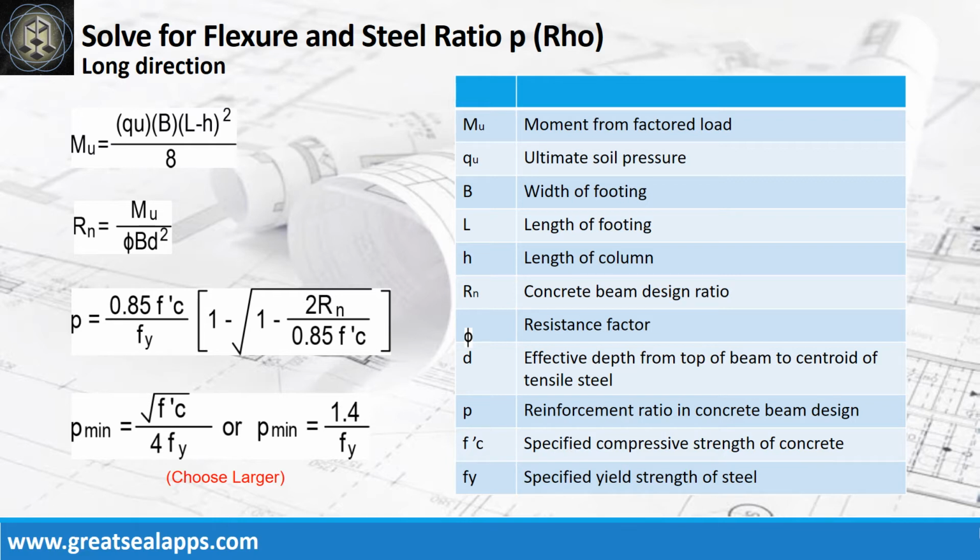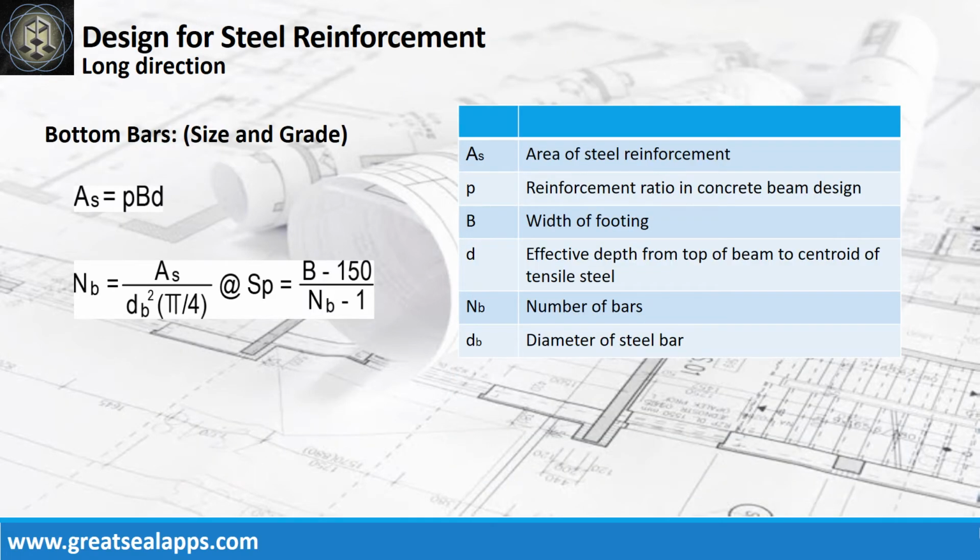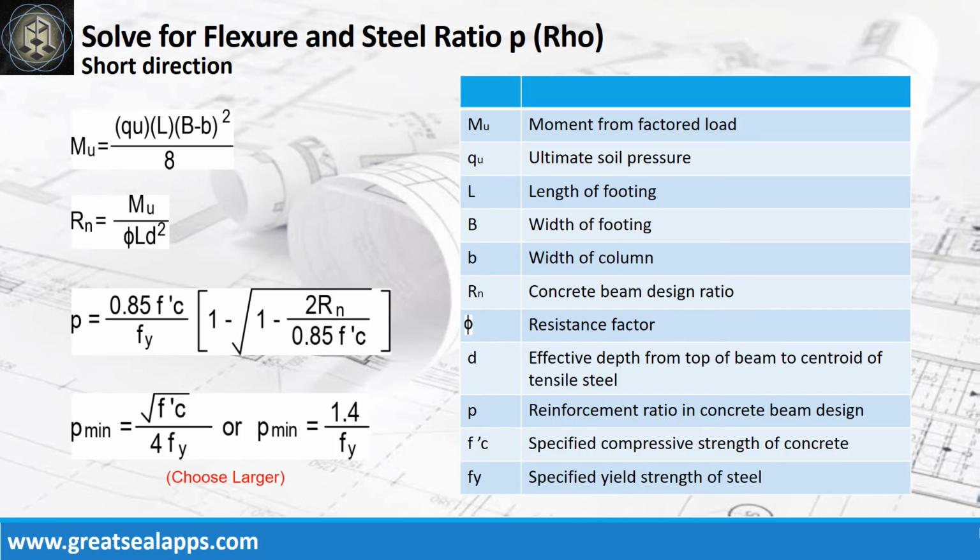Then get the concrete beam design ratio Rn to solve the reinforcement ratio rho and check minimum from ACI code. Solve the area of steel at long direction and its equivalent number of bars. Solve the maximum moment at short direction from footing size and column width.